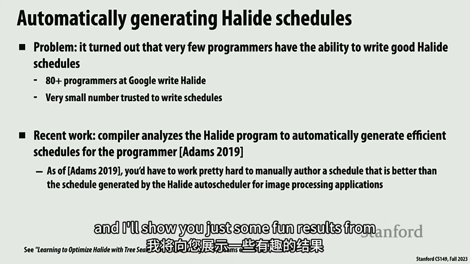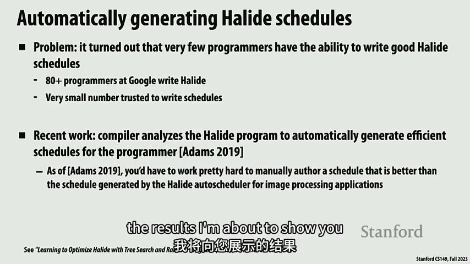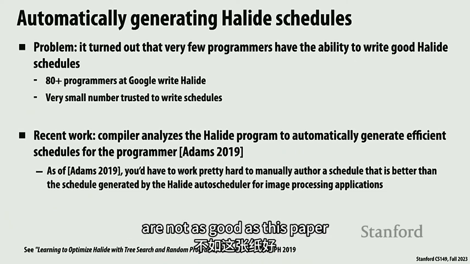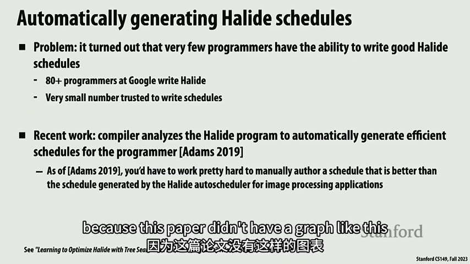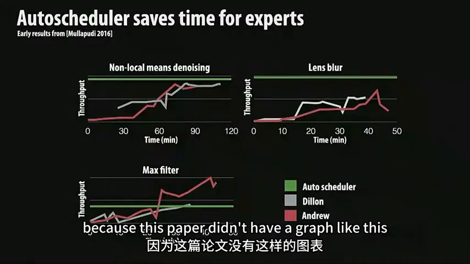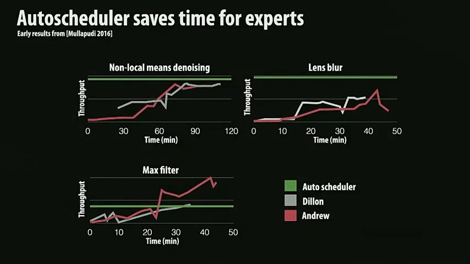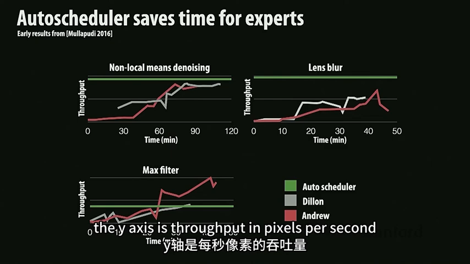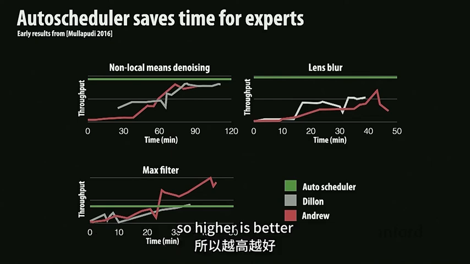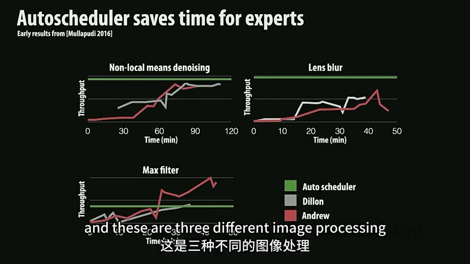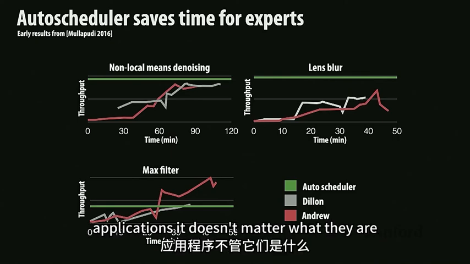And I'll show you some fun results from not this paper. The results I'm about to show you are not as good as this paper, but we'll step back 2 years because this paper didn't have a graph like this. Here was the human study in a systems paper. The x-axis is time. The y-axis is throughput in pixels per second, so higher is better. And these are 3 different image processing applications. Doesn't matter what they are.